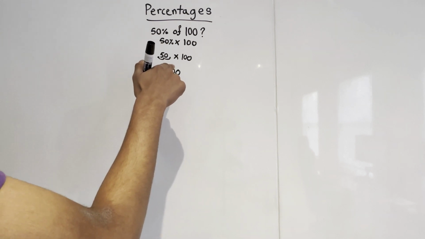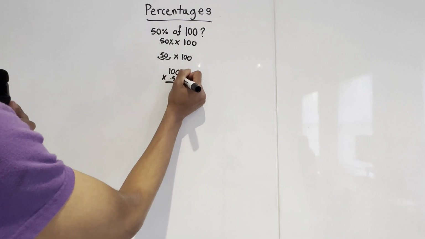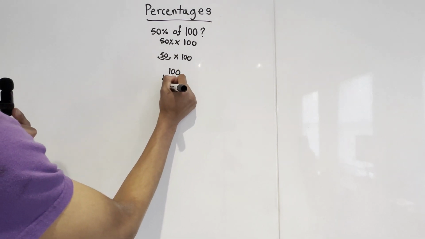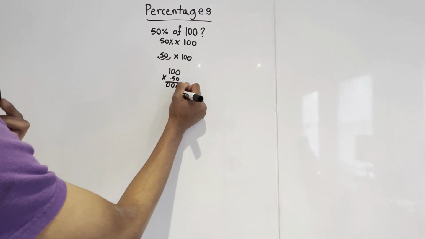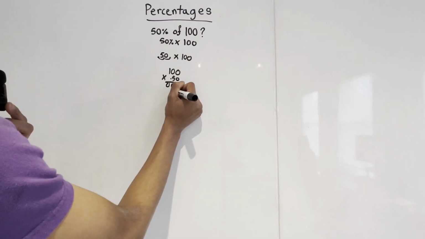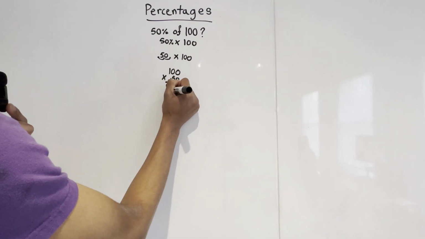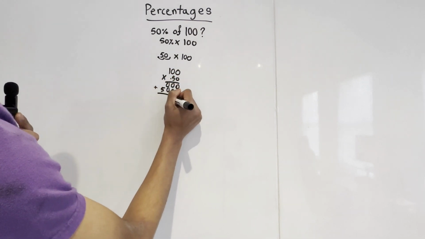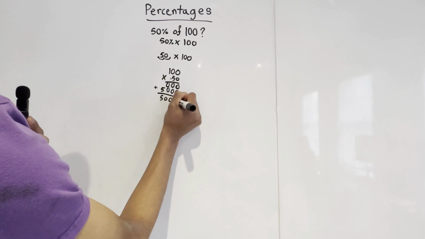So we're going to do 100 times 50. So 0 times 0 is 0. 0 times 0 is 0. 0 times 1 is 0. And we start a new row, so we add a 0 here. 5 times 0 is 0. 5 times 0 is 0. And 5 times 1 is 5. So now we add these, and this equals 5,000.